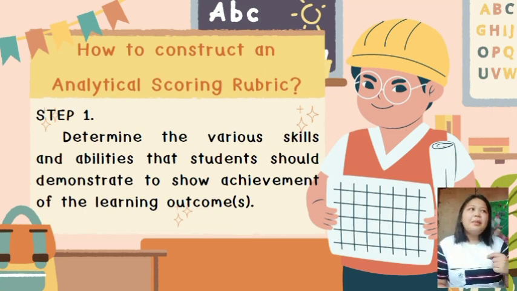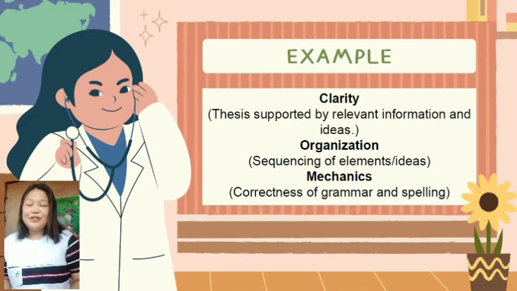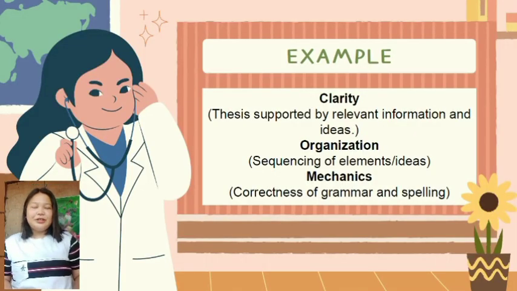So the step 1 is to determine the various skills and abilities that students should demonstrate. So unsa man ang mga various skills and abilities na gusto nimo makita sa students work sa ilahang performance task or sa essay na gigamit sa mga estudyante? So we have these examples. Like the holistic scoring rubric, as you recall, on the step 1 we have also these criteria like clarity, organization, and mechanics. So in clarity, text is supported by relevant information and ideas.